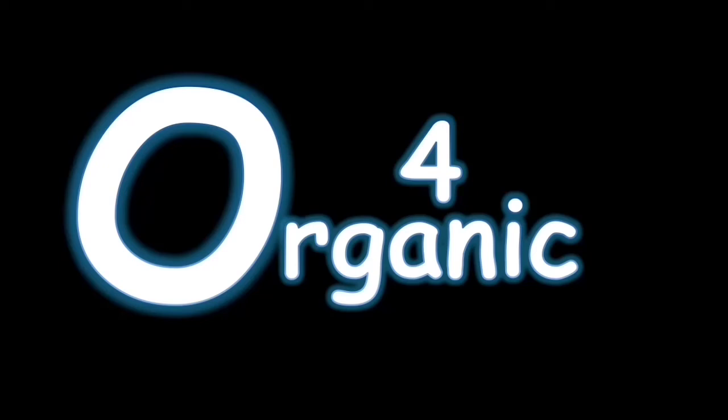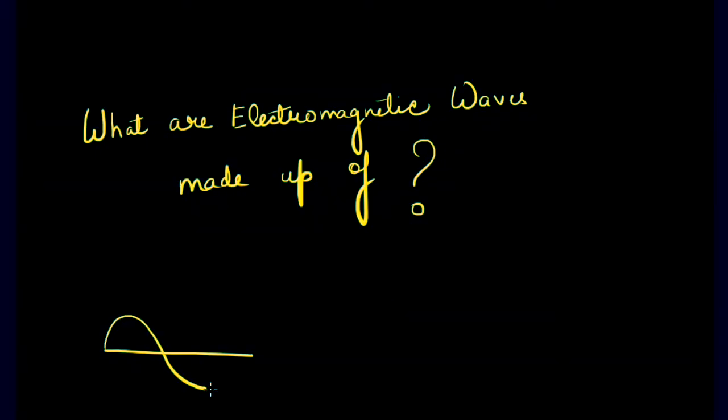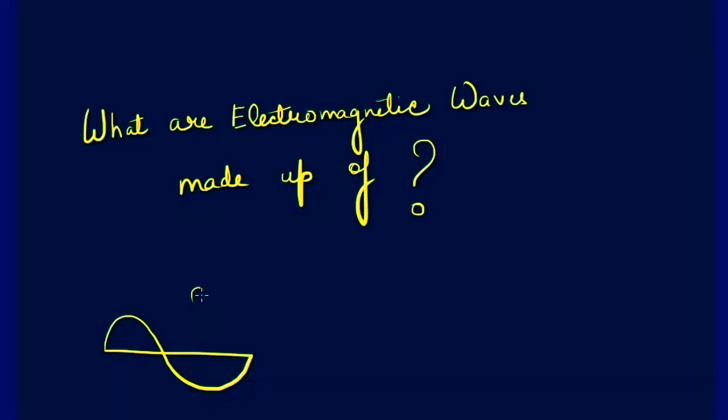In this video we will be discussing what electromagnetic waves are made up of. So when I show a wave, I draw a crest and a trough. But the question is, what is it that forms this crest and this trough?